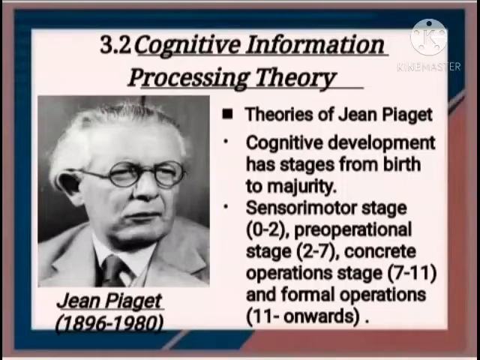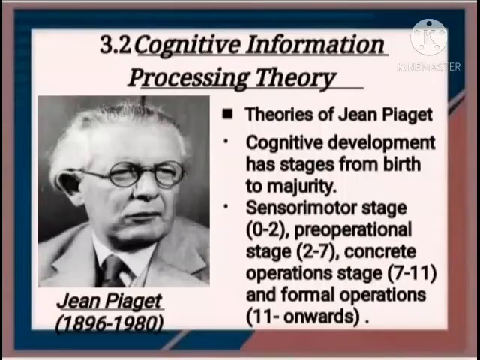According to Piaget, cognitive development has stages from birth to maturity. First is the sensorimotor stage, or 0 to 2 years old. Next is the pre-operational stage, or 2 to 7 years old. Concrete operational stage, 7 to 11 years old. And formal operations, 11 onwards, or 11 and above ang edad.